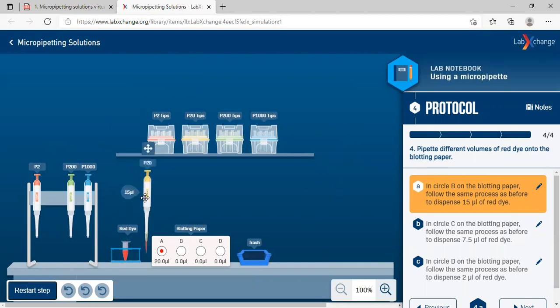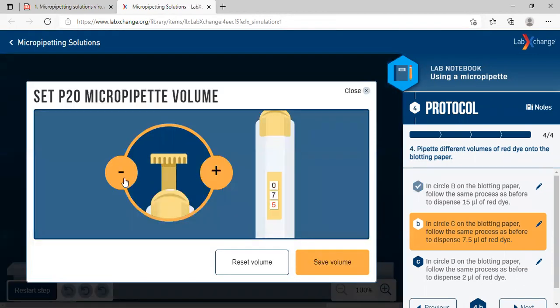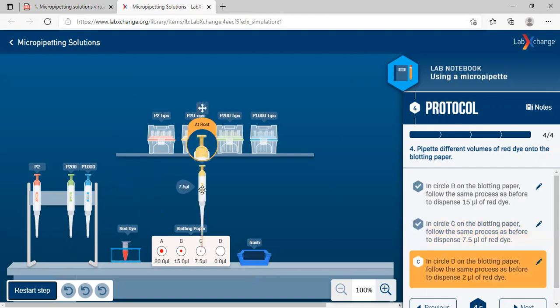I've got some red dye. I'm going to dispense it on B and then eject the tip again. Now it says C for 7.5. So I'm going to set 7.5 and attach a tip. I'm going to go to the red dye. Okay, I have the dye here. I'm going to go to C, press it twice, and dump the tip.